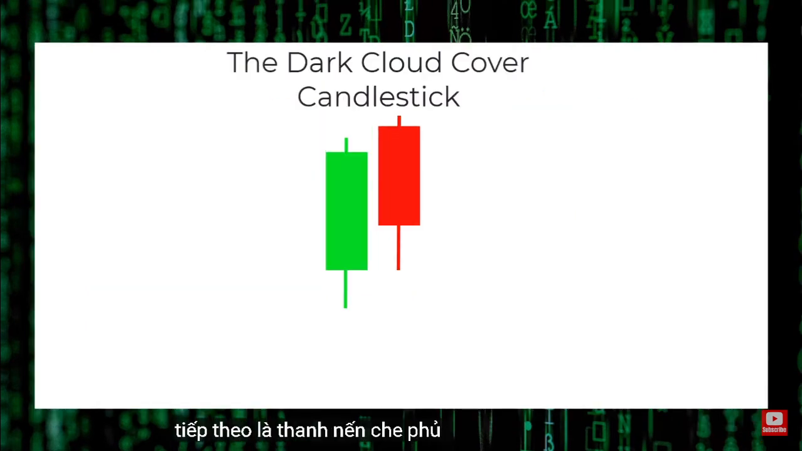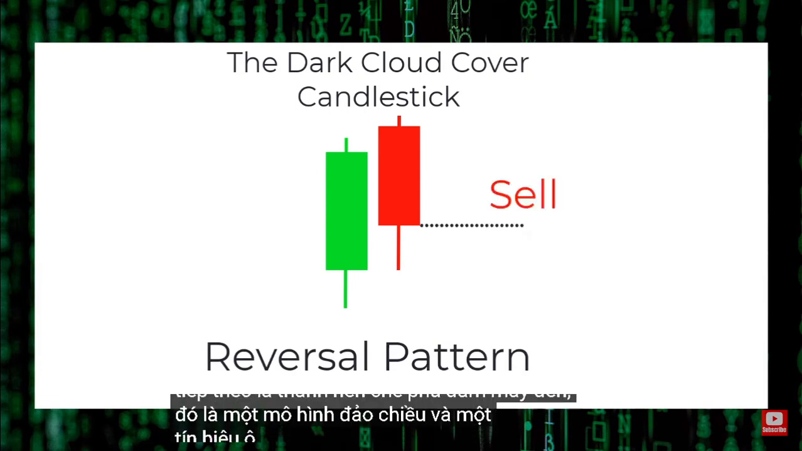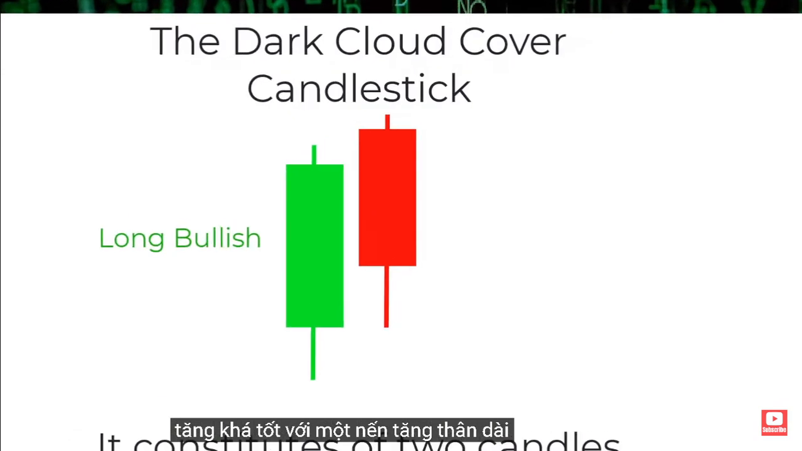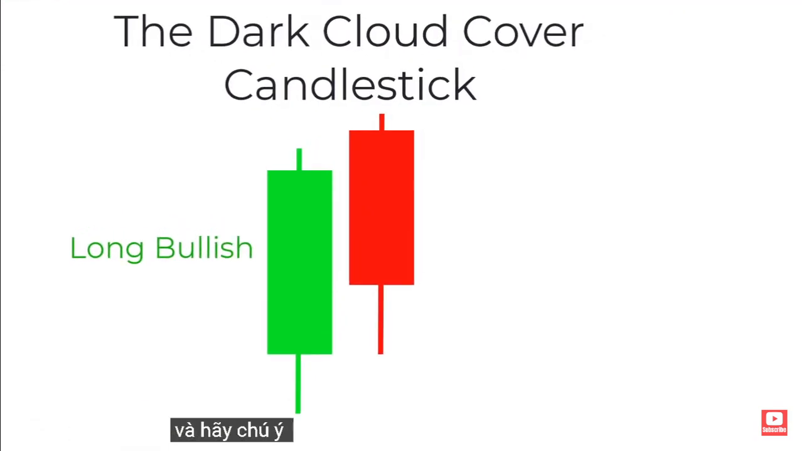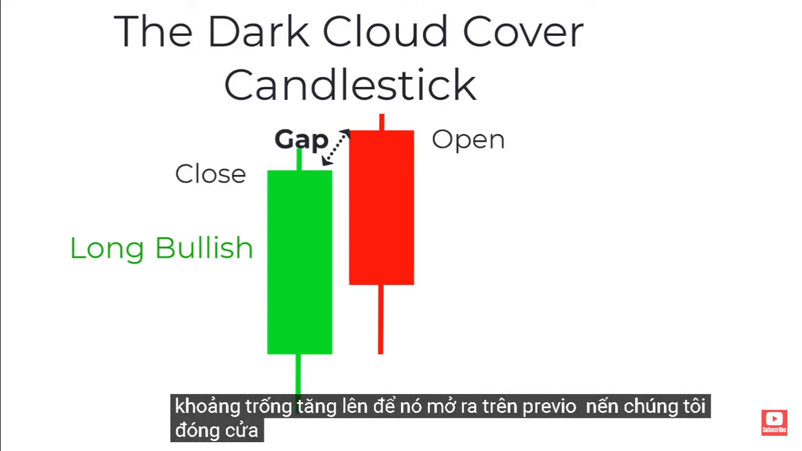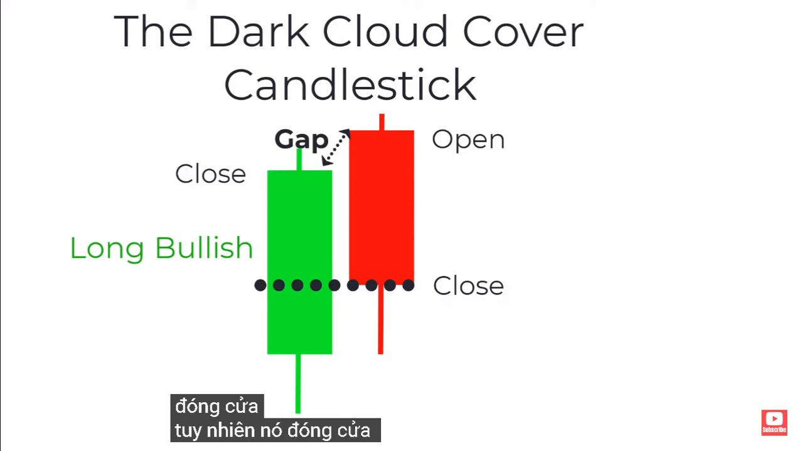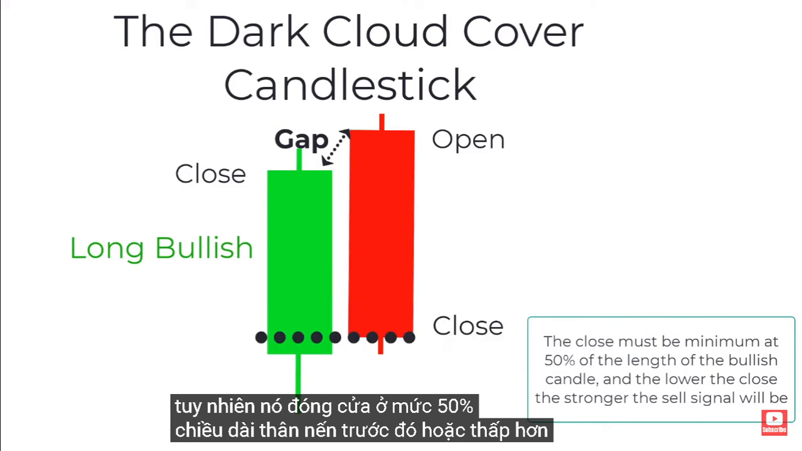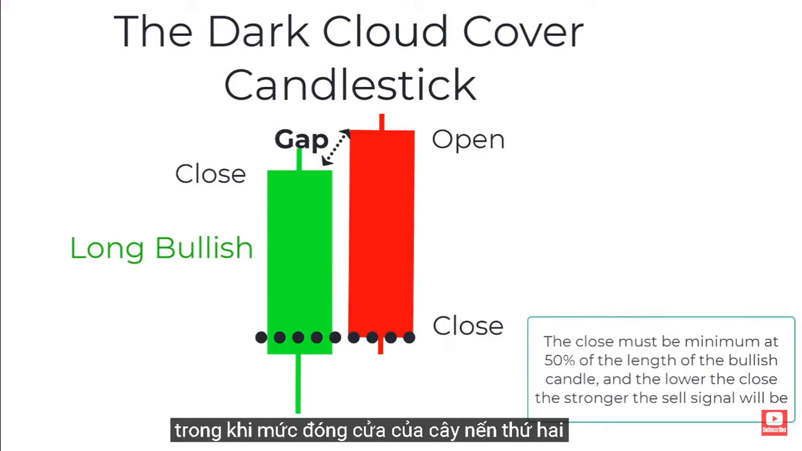Next is the dark cloud cover candlestick. It's a reversal pattern and a sell signal, and it constitutes of two candles. The first is where the price makes a decent rise with a long body bullish candle. And please pay attention here. The second candle is where the price gaps up, so it opens above the previous candle close. Nevertheless, it closes at 50% of the previous candle body length, or lower. While the lower the close of the second candle, the better.